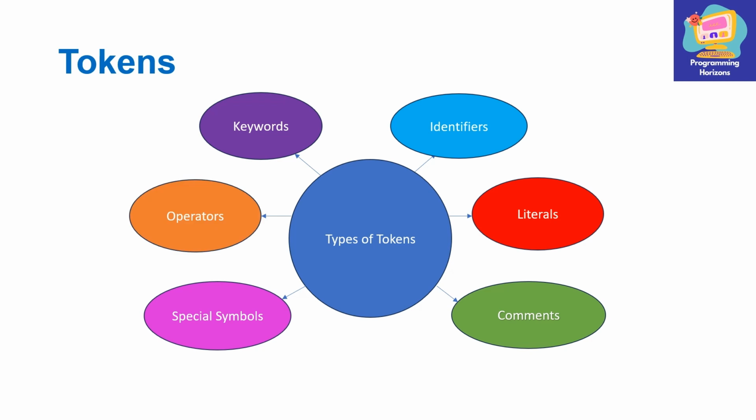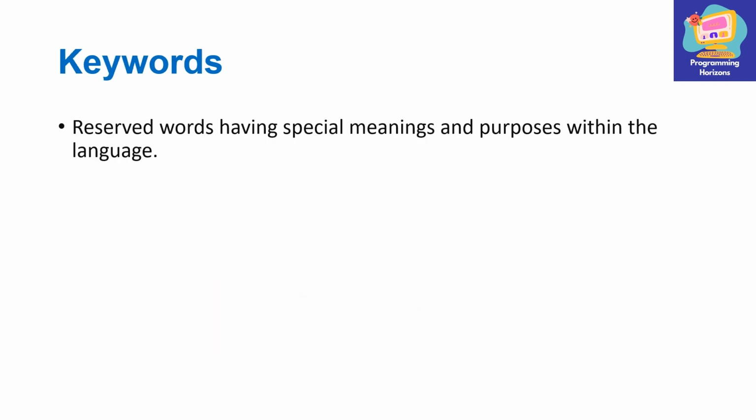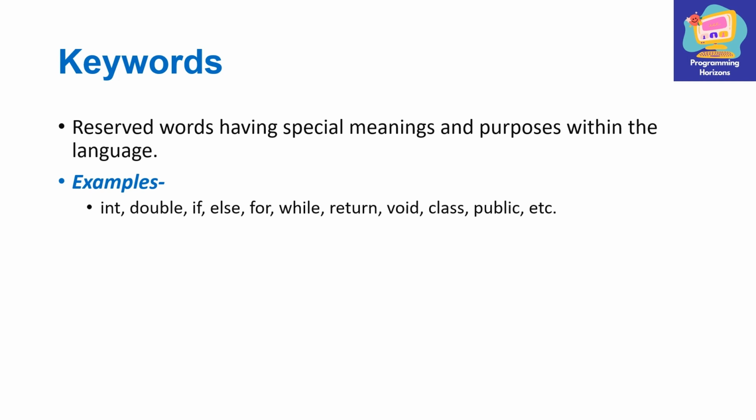Let's go through each of these one by one. The first type of tokens in C++ are keywords. These are the reserved words having special meanings and purposes within the language. That means these words cannot be used for any other purpose except for the ones for which they have been defined. Examples include int, double, if, else, for, etc. At present, there are over 50 keywords in the C++ programming language.